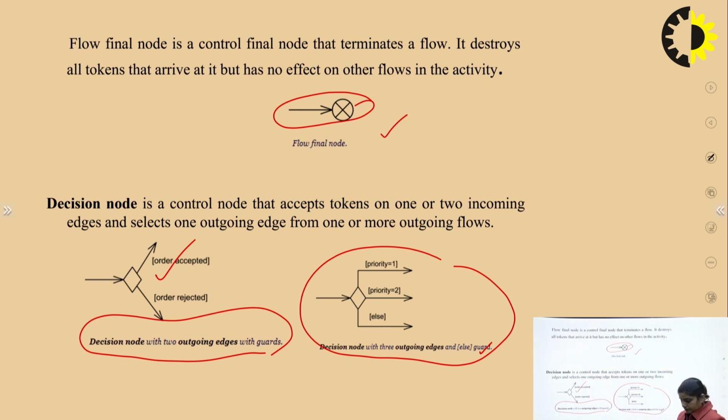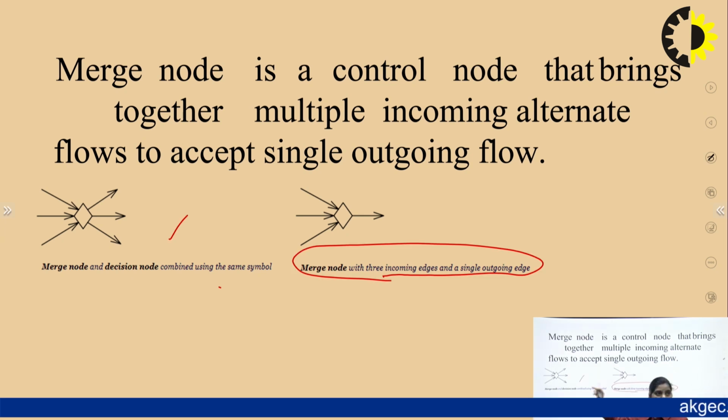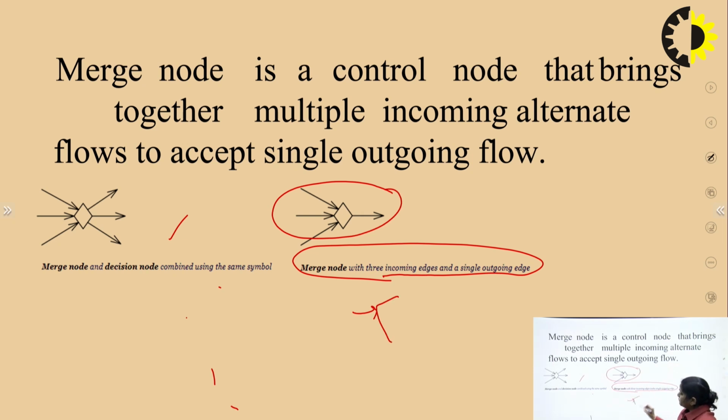Merge node is a control node that brings together multiple incoming alternative flows to accept a single outgoing flow. In merge node we can see incoming alternate flows. So the basic difference is that here we have multiple inputs, and when we combine both merge and decision node, then multiple inputs and multiple outputs can be seen here. And when we have a single merge node, we can see the reverse of a decision node. In decision node, a single incoming edge is there and multiple outputs are there, but in merge node multiple inputs are there and a single output is getting out.